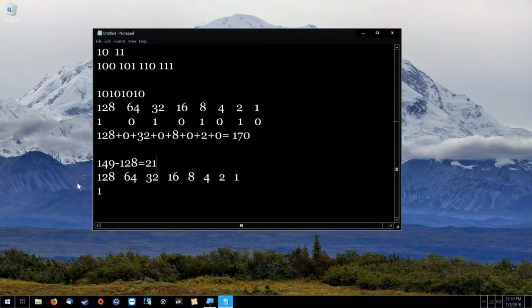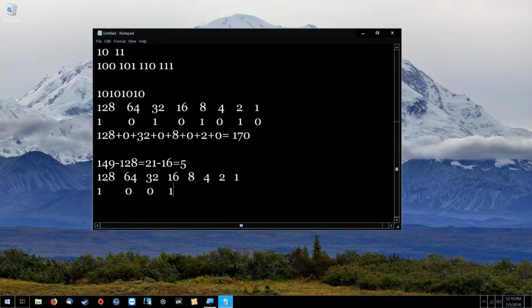So now we move on to 64. Well, 21 minus 64 would give us a negative number. So we put a 0 there, and we don't subtract anything. Move on to 32. Well, that also gives us a negative number. So we put a 0. 16, on the other hand, would net us a positive number. So we put a 1. So 21 minus 16 equals 5.